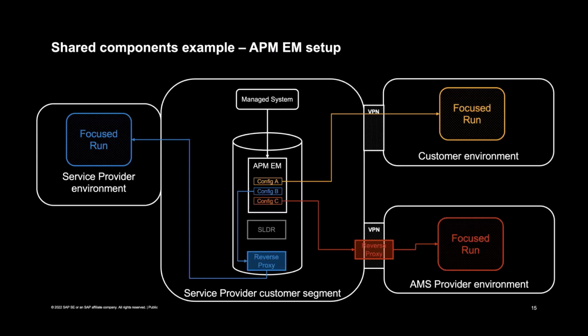But there's one thing you have to consider. The identification of the Focused Run system in the APM Enterprise Manager is done using the SID of the Focused Run system. This is an important point to remember. If you have multiple Focused Run systems, they all should have a different SID. Because if they share the same SID, the configuration file in the APM Enterprise Manager might be overwritten. This is one limitation, one alignment point you have to consider if you want to connect multiple Focused Run systems to the same managed component.